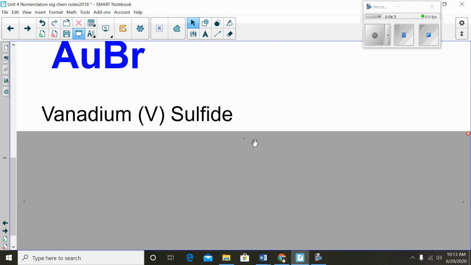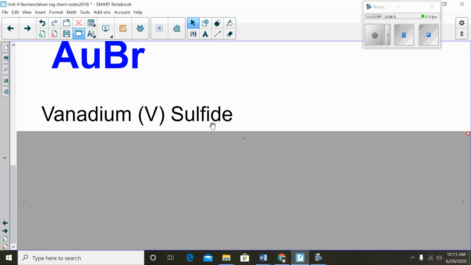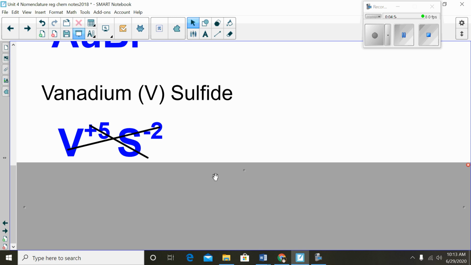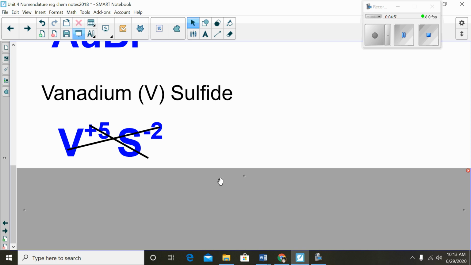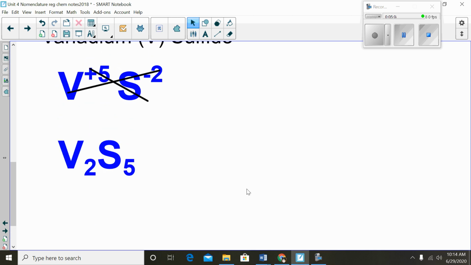Okay, one more. This is vanadium 5 sulfide. That's the Roman numeral for 5. So vanadium is right here. The symbol is actually V, so careful. That is also the symbol for the 5th Roman numeral. And then sulfide is coming from sulfur, and it has a -2 charge. So this is V +5 and S -2. So you can just do the exchange and come up with V2S5. So what this actually means is that vanadium has 5 electrons to give.